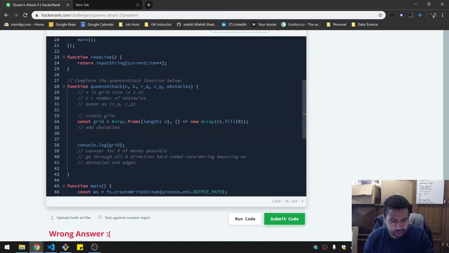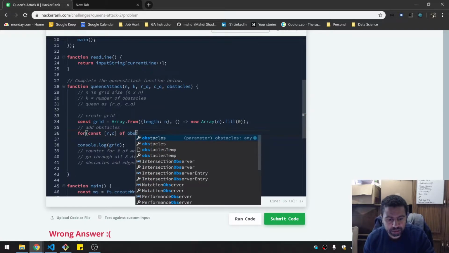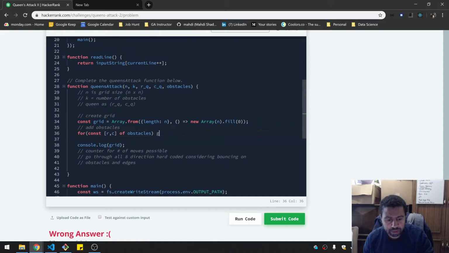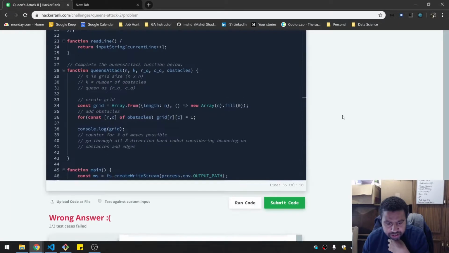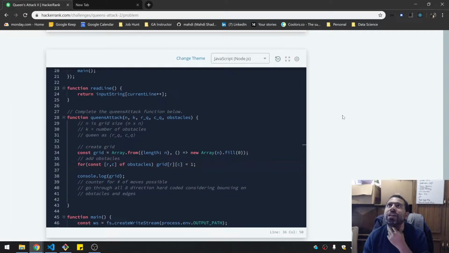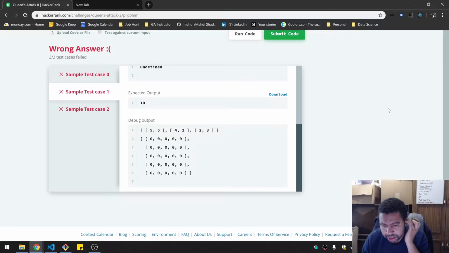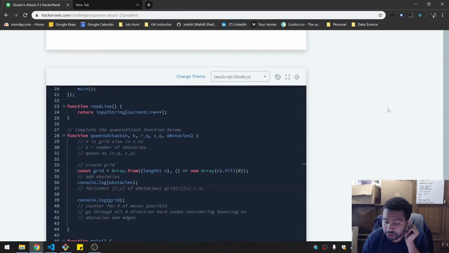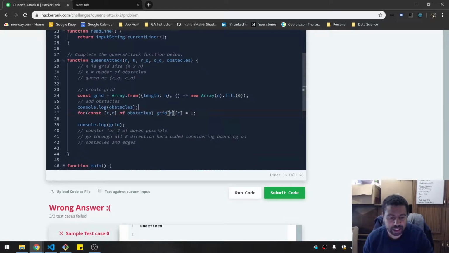So I will do it like this: for const RC of obstacles, then I want my grid at row, C to equal an X or something, or a 1, to know that there's an obstacle there. So let's see what this looks like. Cannot set property 5 of undefined. Okay, so I forgot to mention that these are numbers, and they start from 1, so I need to make sure to subtract 1 basically. Okay, fair enough.